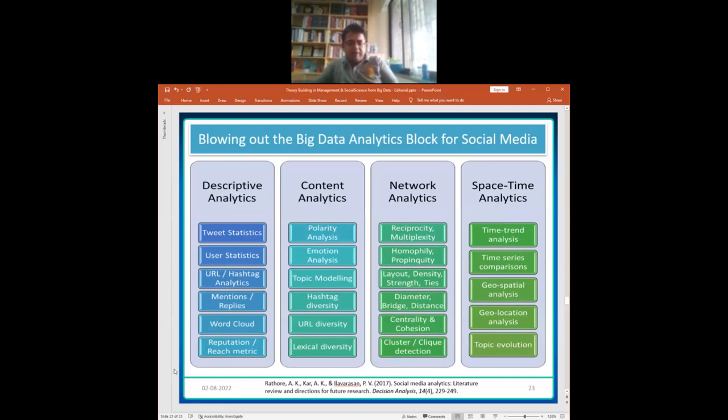And now, in fact, this paper is the highest cited paper of 2017 for this Journal of Decision Analytics, which is also a very reputed journal. And we just got to know that a few days back when the editor wrote to us that this is one of the highest cited papers in the 2017 edition of the journal.